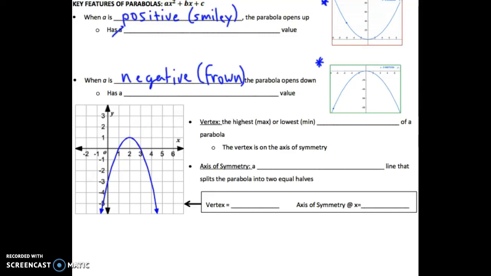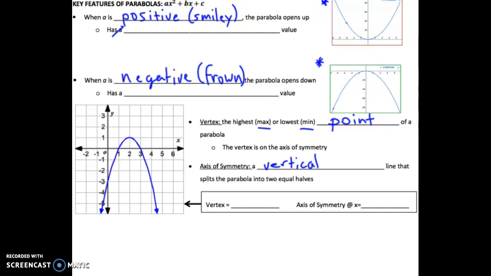So the vertex is the highest max or lowest minimum point of a parabola. So it's either the maximum point, the mountaintop, or the minimum point, the valley. The vertex is on the axis of symmetry. The axis of symmetry is a vertical line that splits the parabola into two equal halves.